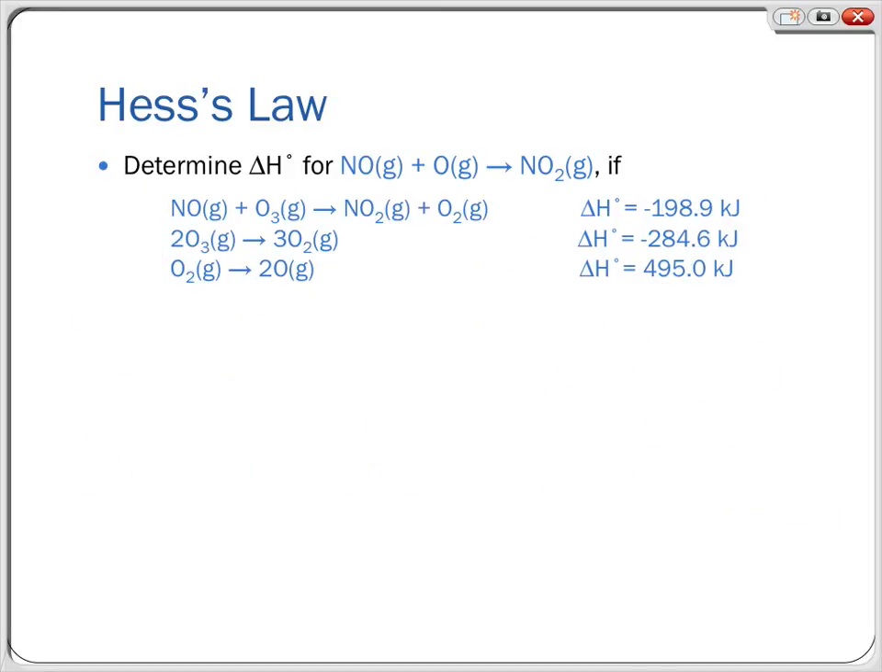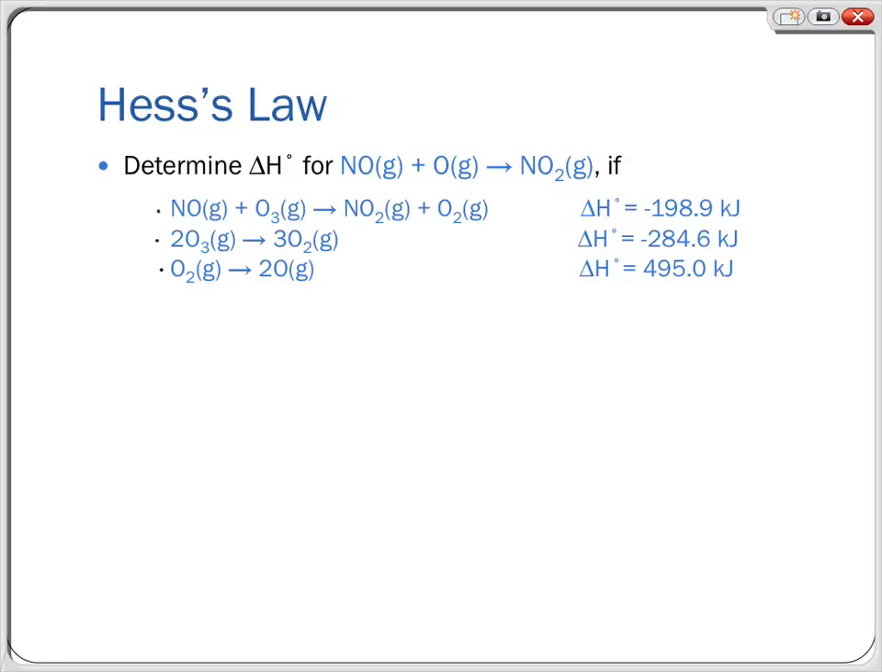One final Hess's law example. So we want to determine delta H naught for NO plus O yields NO2. So nitrogen monoxide plus monatomic oxygen. Don't see it very often, but it is showing up here. Yields NO2, and so that's what we want to find. And we have our 3 steps right here.